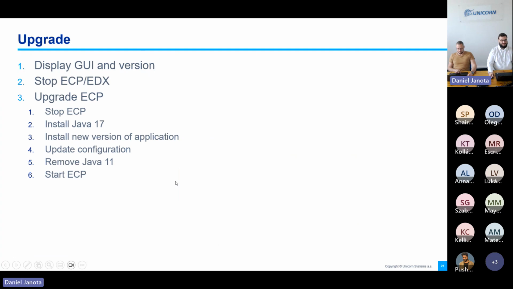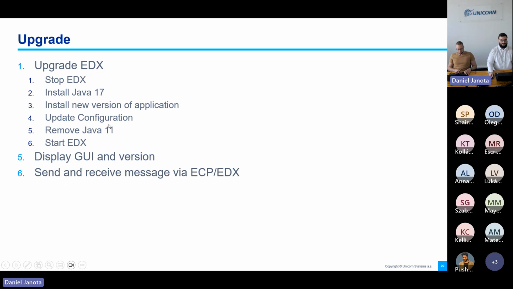In the meantime, we can do the presentation. So we have upgraded the ECP endpoint, upgraded the Java, changed the configuration, and removed the Java 11. So we are right now starting the ECP endpoint. The same applies for EDX toolbox as well. So Java is updated as well as configuration. So we will check the graphical user interface, the versions there, and then send some message.